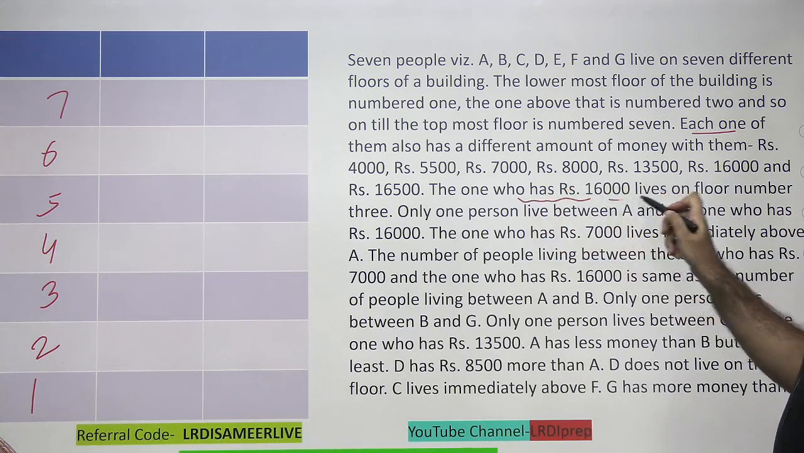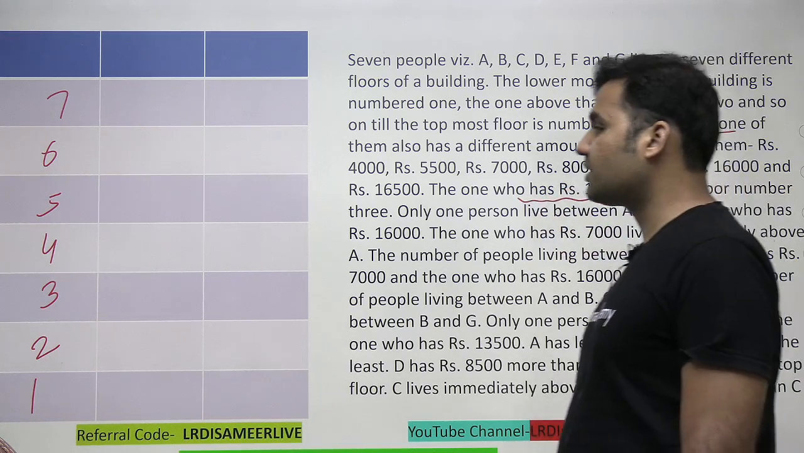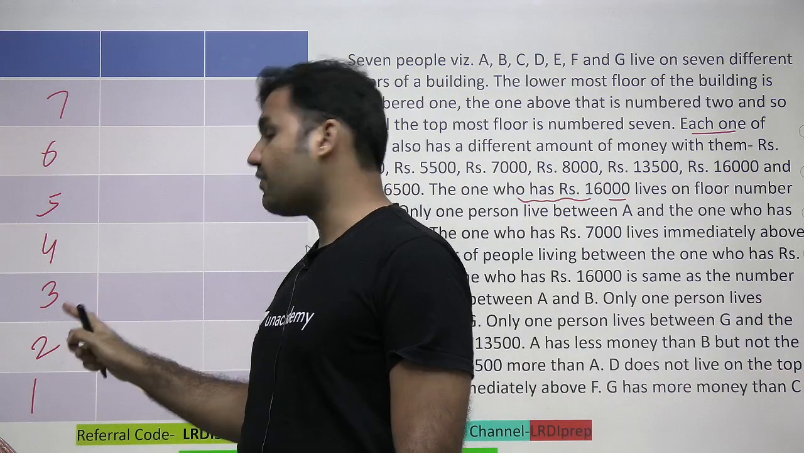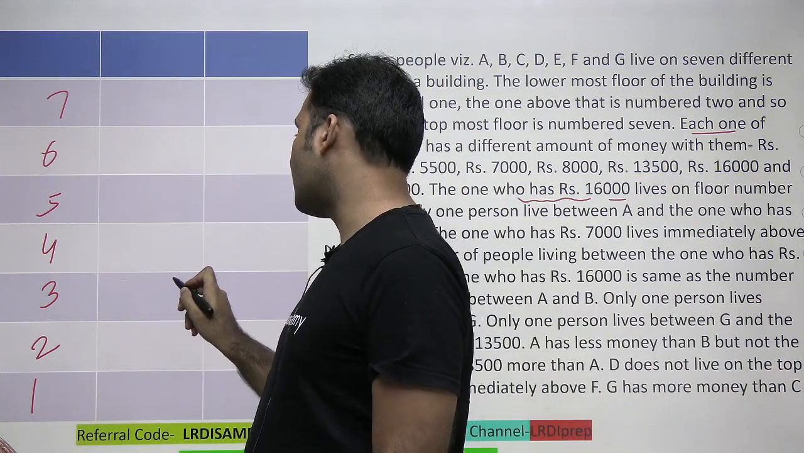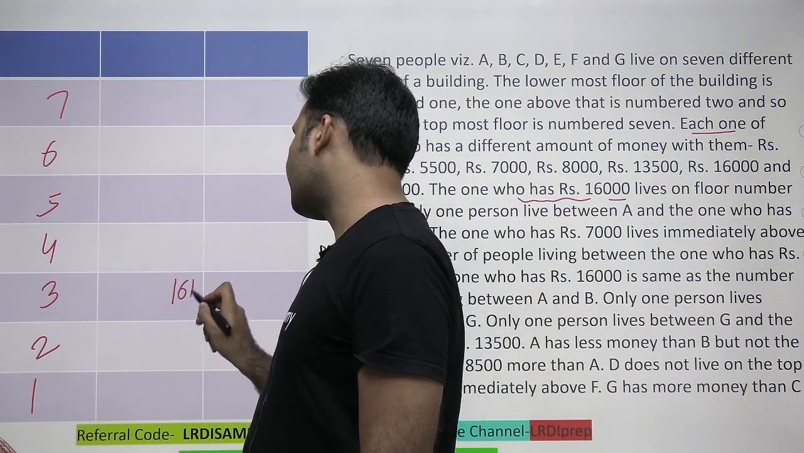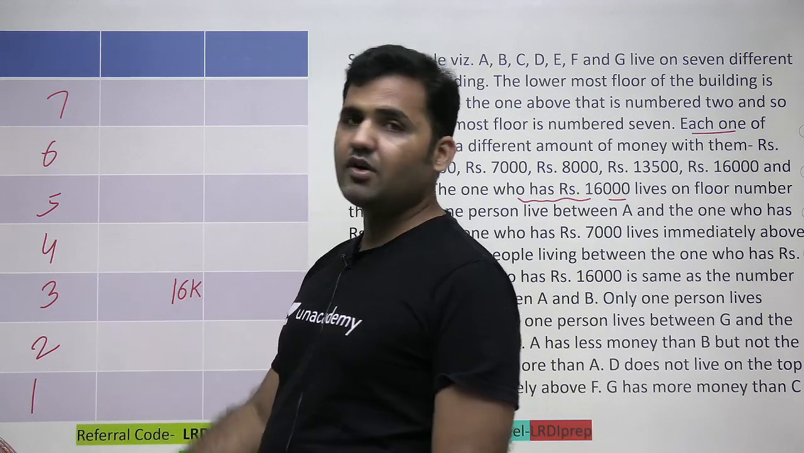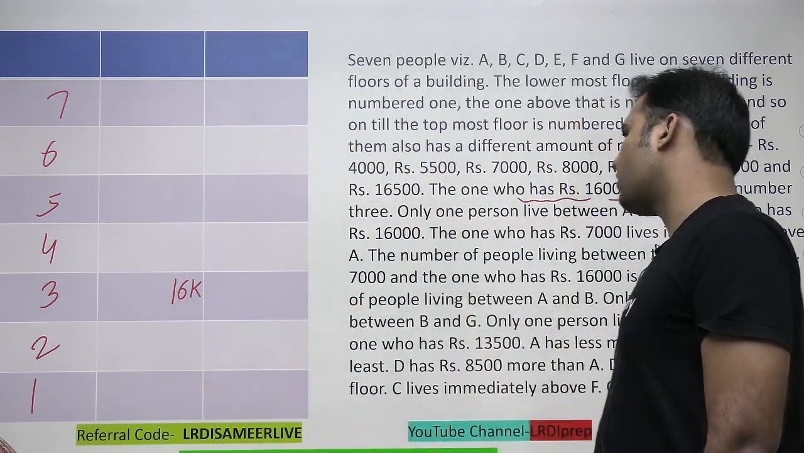The one who has rupees 16,000 lives on floor number 3. So a person having 16,000 rupees is living on floor number 3. That's the direct information that I can fill in over here.